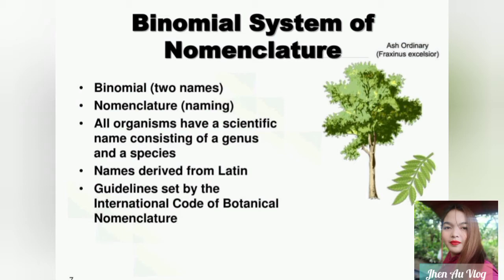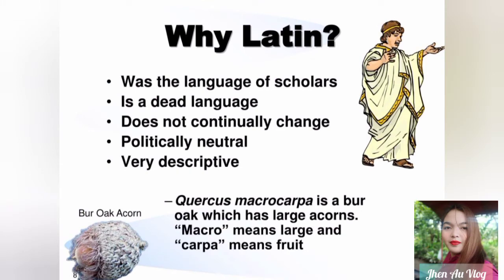The names derive from Latin and guidelines set by the International Code of Botanical Nomenclature. So it is already approved. And why Latin? It is the language of the scholars. Second, it is a dead language. Third, it does not continually change. Fourth, it is politically neutral. And fifth, it is very descriptive.